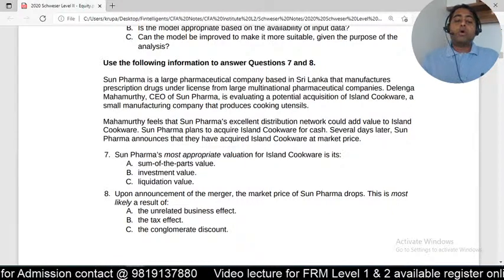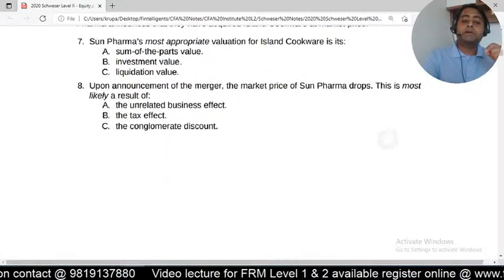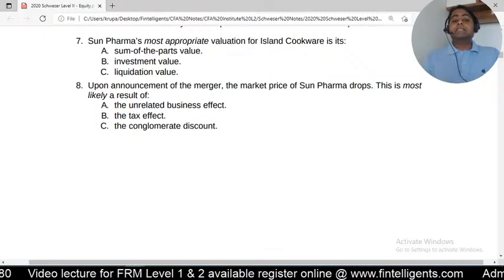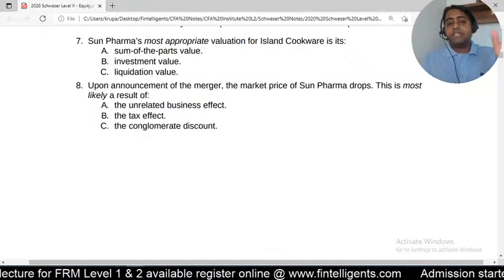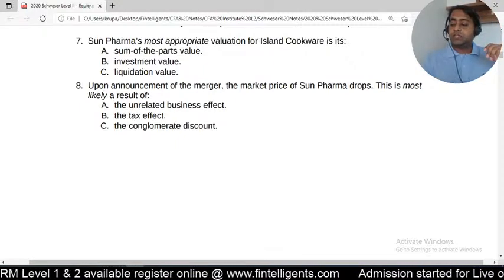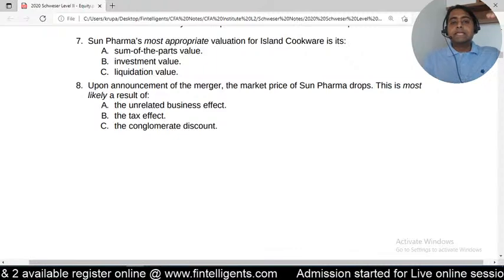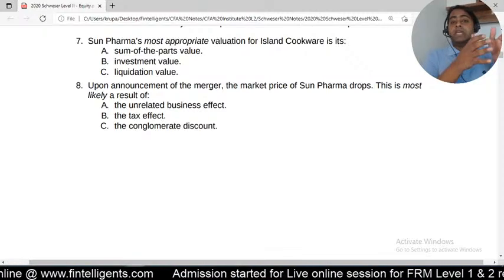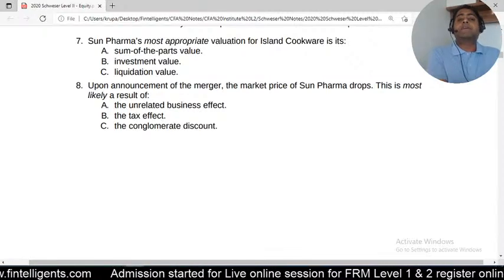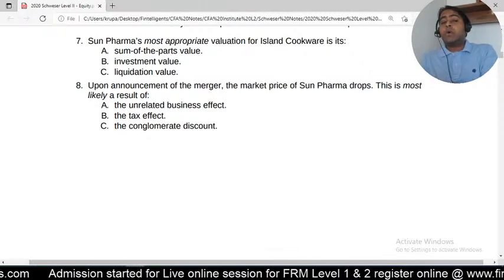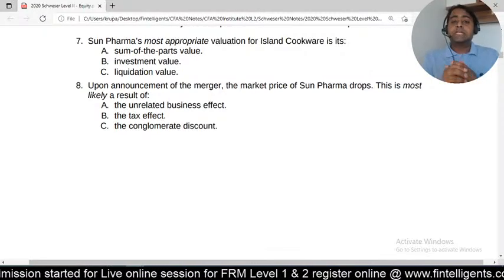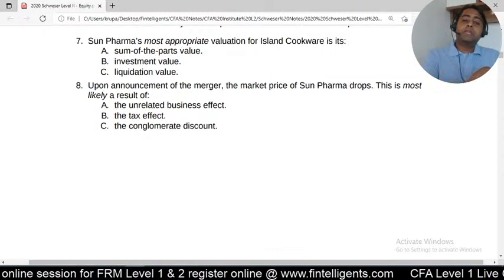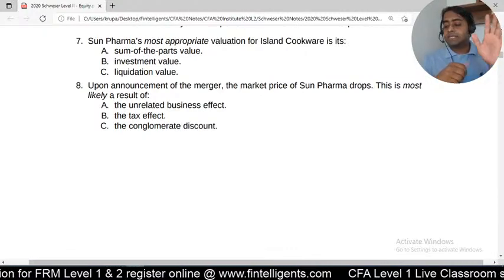What do you think is the value of that 8th question? Upon announcement of the merger, the market price of the Sun Pharma drops. The most likely reason for this drop is what? This is very, very simple and straightforward. We have read in this section. What is the answer for the 8th question? The reason the price is dropping is because of the conglomerate discount. Why? Because they know that Sun Pharma was in the pharmaceutical business, but they are acquiring an unrelated business, which is why the total value of Sun Pharma after the acquisition is basically going to be reduced. That is because of the conglomerate discount.